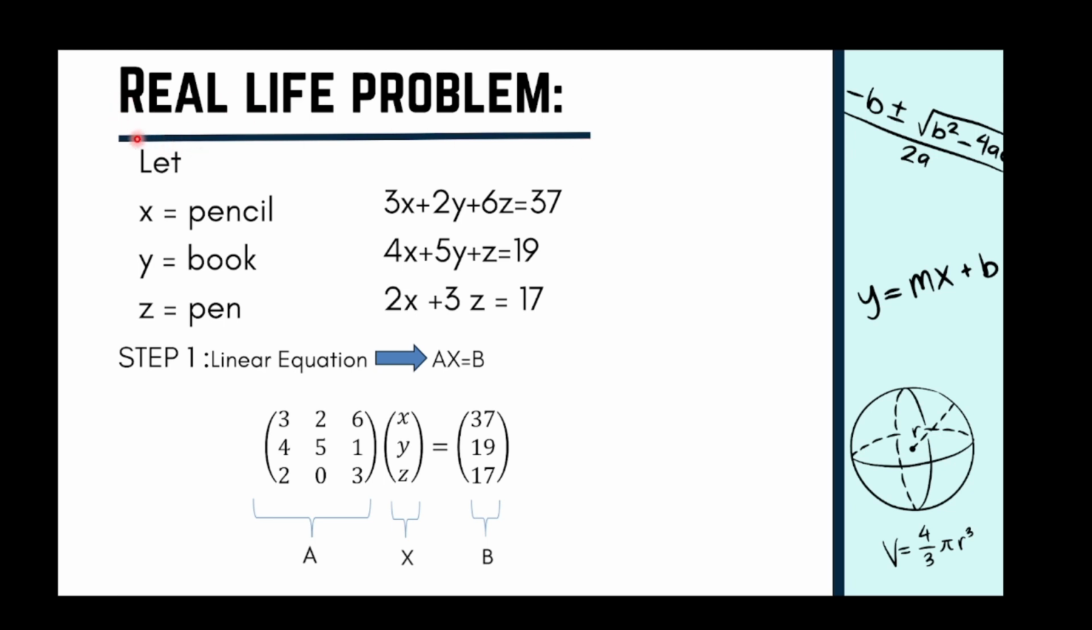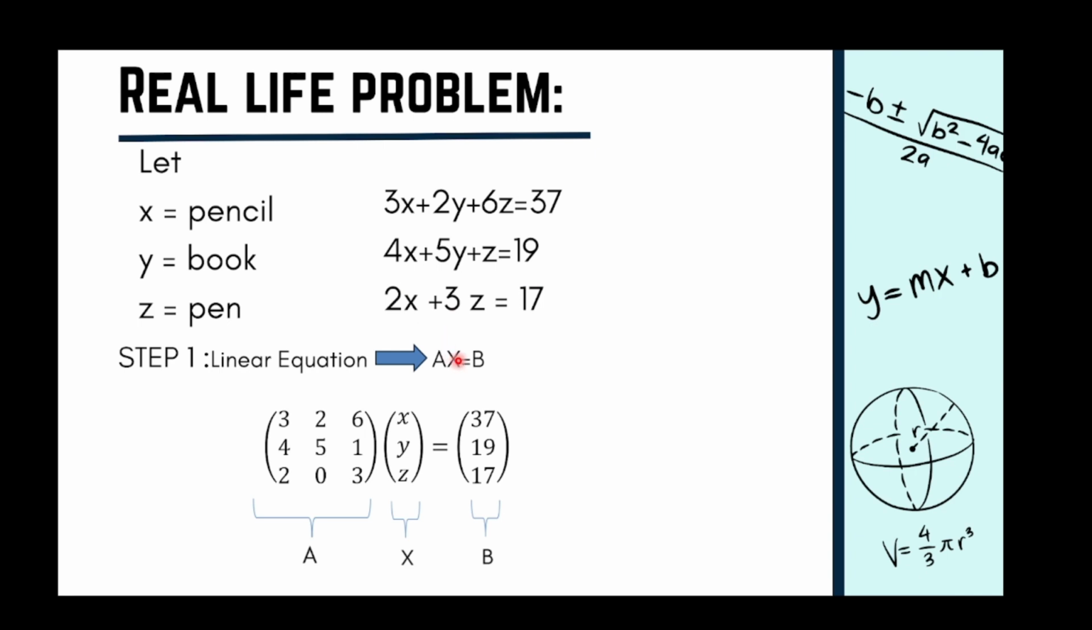Okay, after you're seeing the real life problem sample in the video, so now I'm going to explain to you how to do the question by using Cramer's rule. So let the pencil equal to x, book equal to y, and pen equal to z. So this is the equation we got from the video, which is the first person buys 3 pencils, 2 books, and 6 pens, and it costs 37 ringgit. And the second person buys 4 pencils, 5 books, and 1 pen, which costs 19 ringgit. And the third person buys 2 pencils, 3 pens, and it costs 70 ringgit.